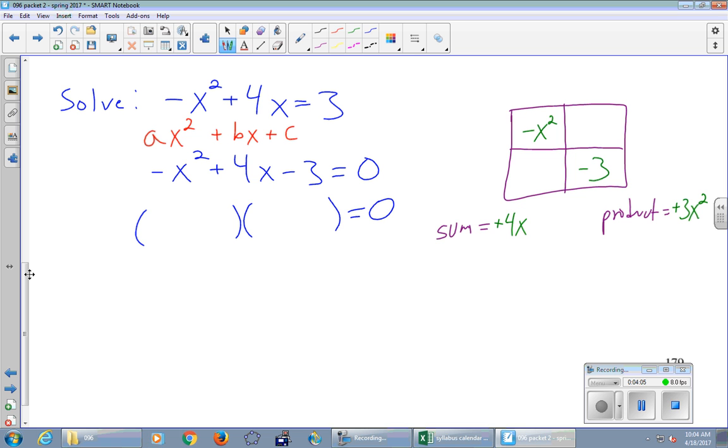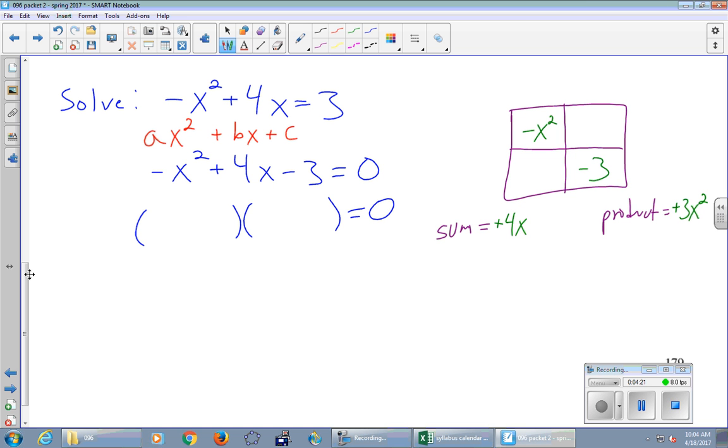Okay, so we've got a bunch of the stuff filled in. Now we're at the hardest part. This is the detective part. We're looking for 2 things to put in those blank boxes that have a sum of positive 4x and a product of positive 3x squared. This is the hardest part.